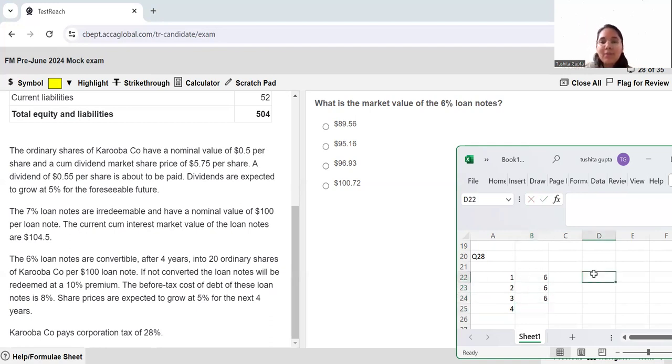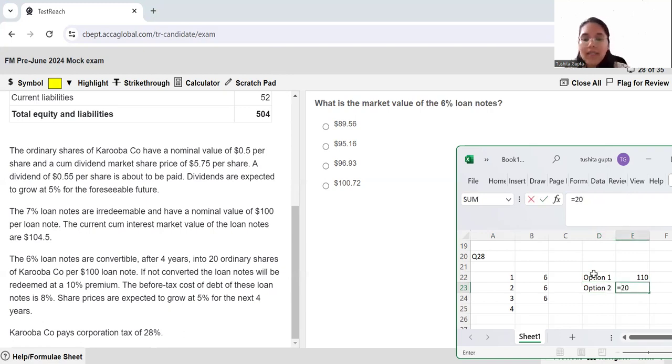Now, in the last year, there will be interest plus the redemption value or the conversion value. Let us see which option is higher. Option 1 is either to take it at a 10% premium, which will be 110. Option 2 is to get converted to equity shares.